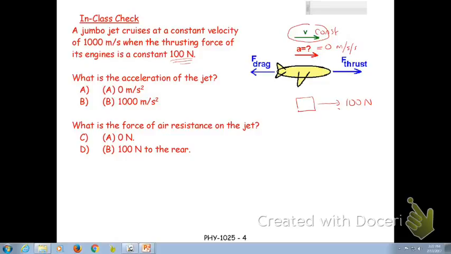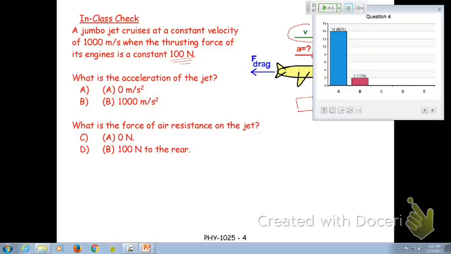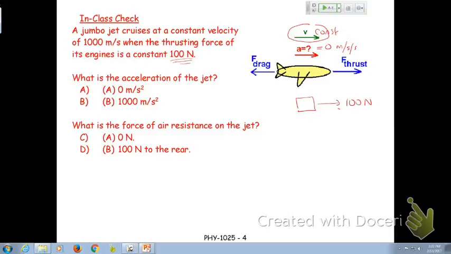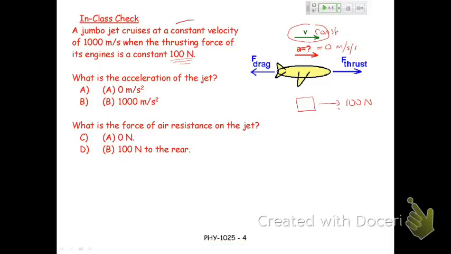So let's stop it and let's have a look. What did people say? Yeah, most people are saying it's A, which is 0, and sure enough, that's what it is because it is a constant speed. So there's one of those little cases where I tell you the answer using words. Constant velocity means acceleration is 0. There's no change in velocity in time. So although I didn't use the expression for acceleration, I told you the answer.